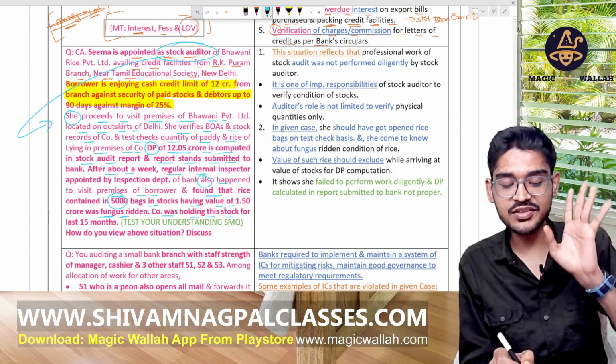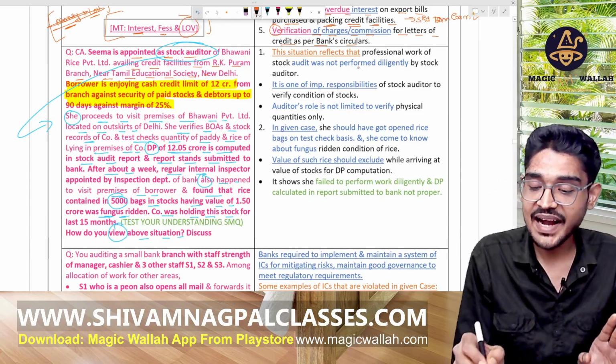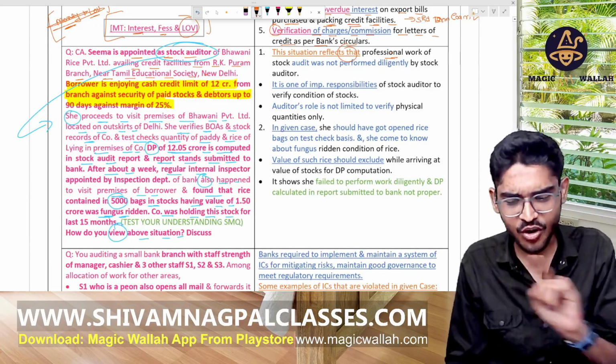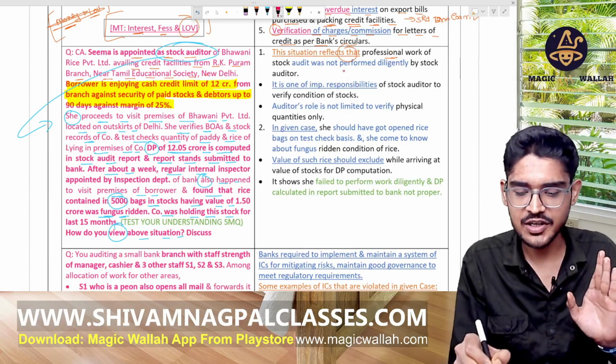So how to review this situation? How to view this situation above? This reflects that the professional work of the stock audit was not performed diligently by the stock auditor. It was not done properly.